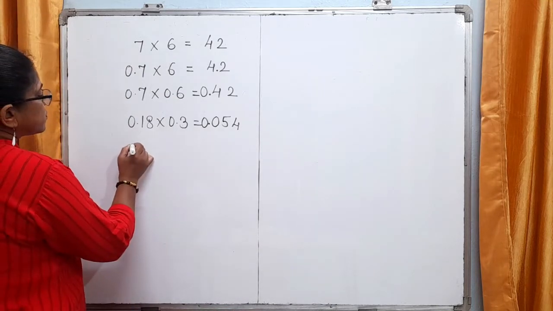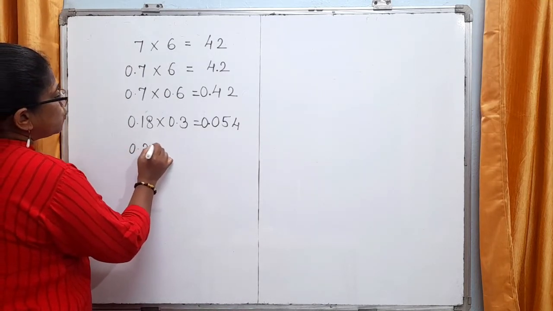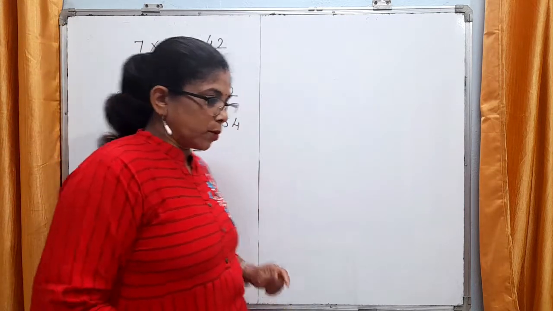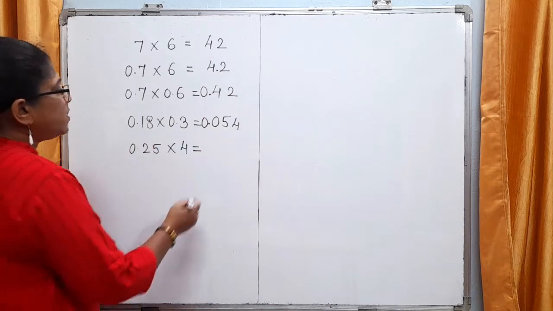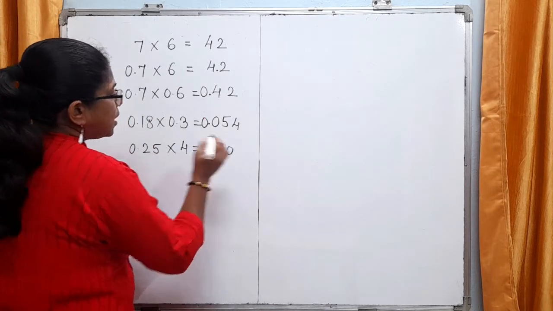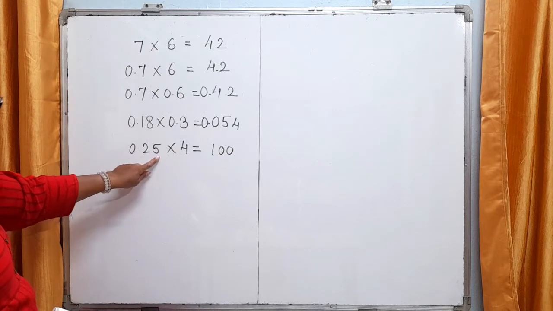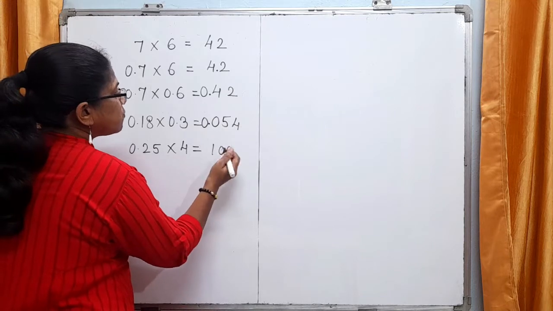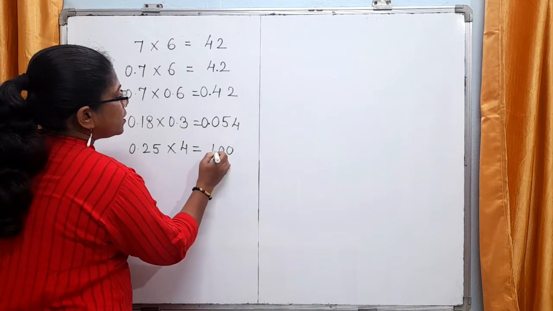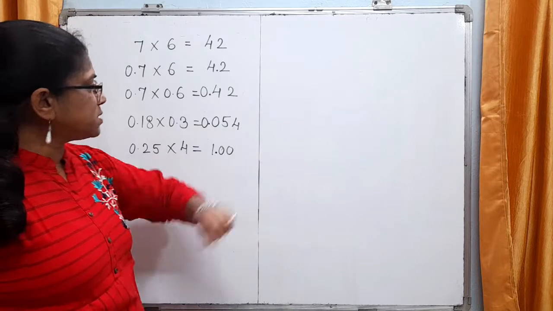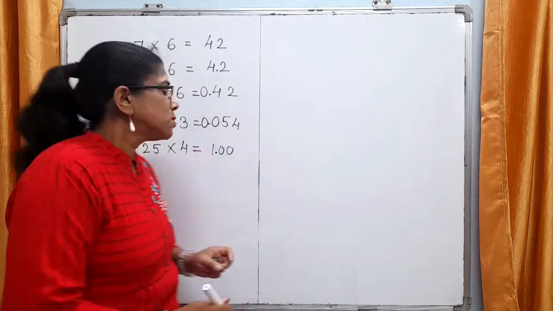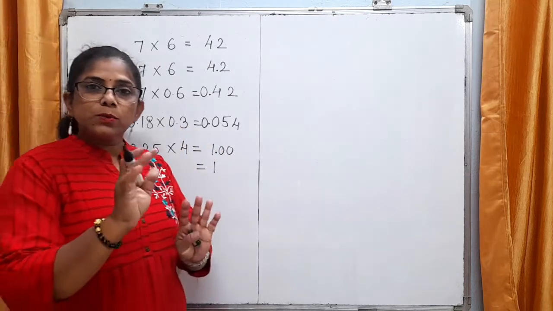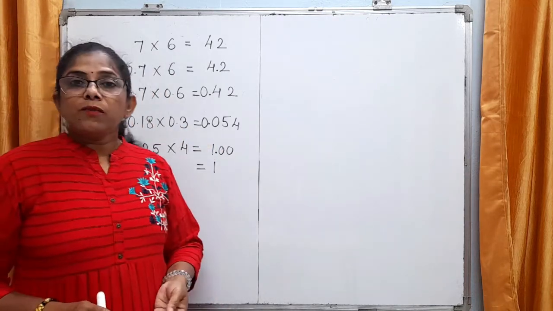Now one more example. 0.25 into 4. First multiply 25 into 4. That is 100. We have 2 digits after the decimal point. So we have to put the decimal point after 2 digits. 1, 2. The point comes here. Now here after the decimal point we have only zeros. So this answer can also be written as 1. The answer is only 1 as we have only 0 after the decimal point.